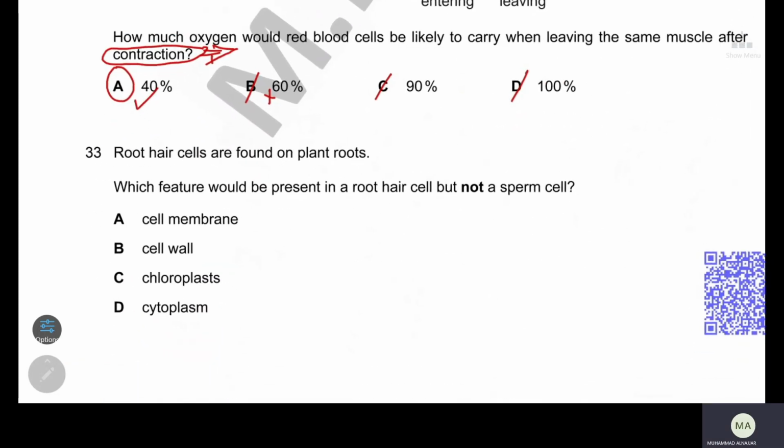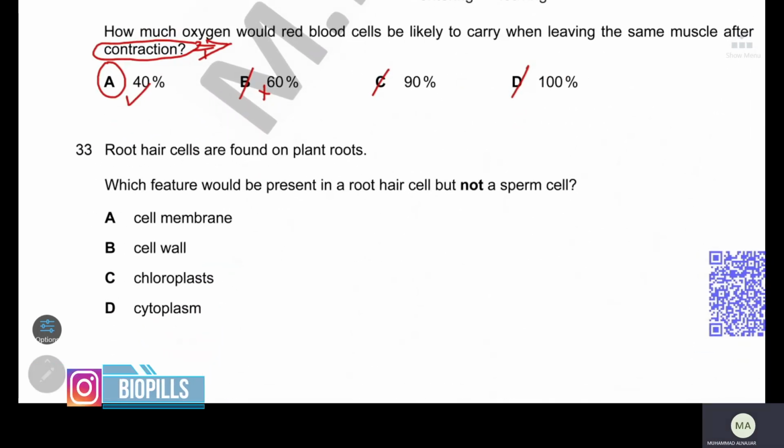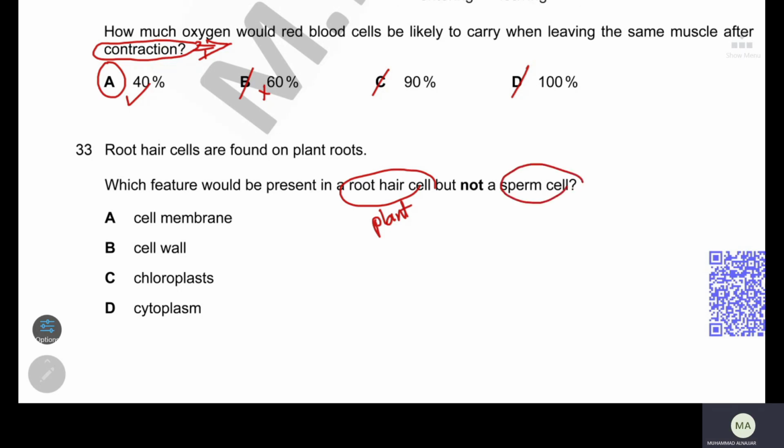Our last question for today is, root hair cells are found on plant roots. Which feature would be present in a root hair cell but not in a sperm cell? Root hair is a plant cell. Sperm cell is an animal cell. So A is cell membrane. Of course not, because it's found in both. Cell wall, yes, it is only found in plants but not in animal cells.